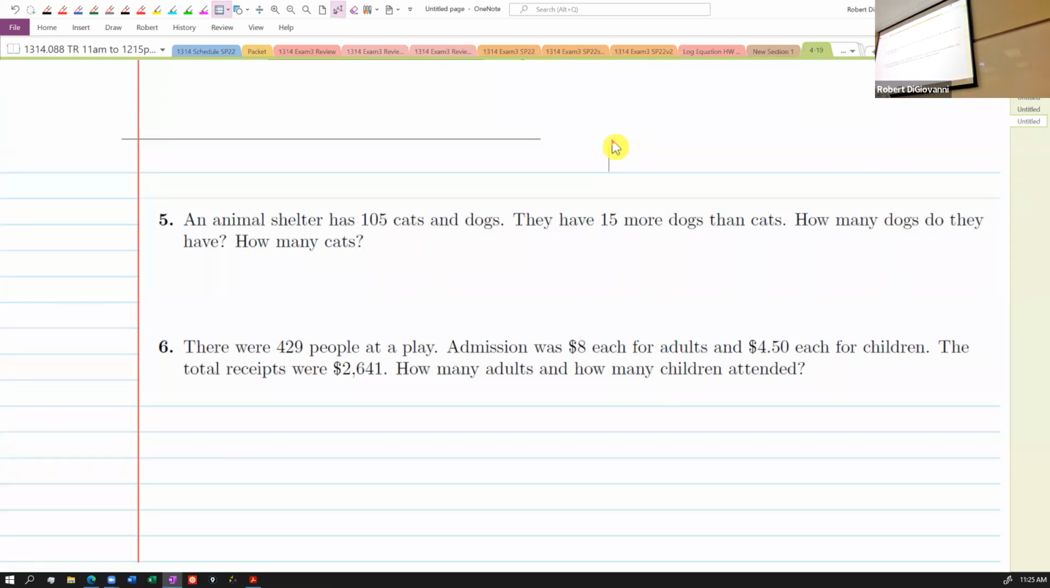I'll give you a hint to help you. Let X be the number of dogs you have. You don't know how much that is. Let X be that, and let Y be the number of cats. So when they say, how many dogs do you have? Let's let that be X. And then how many cats do you have? Let's let that be Y. And then from that, see if you can create an equation off of two equations. You're going to need two separate equations off of the information.